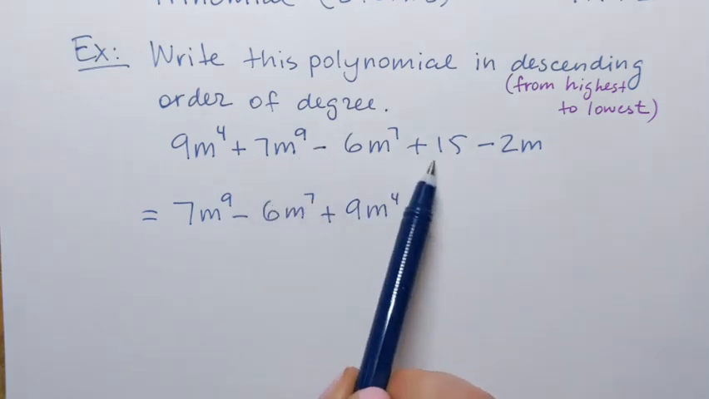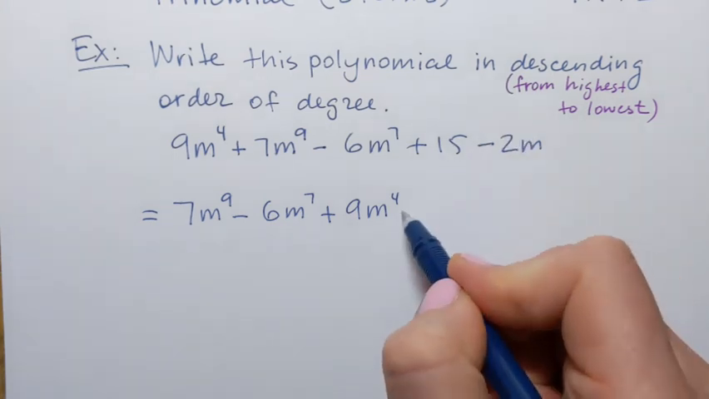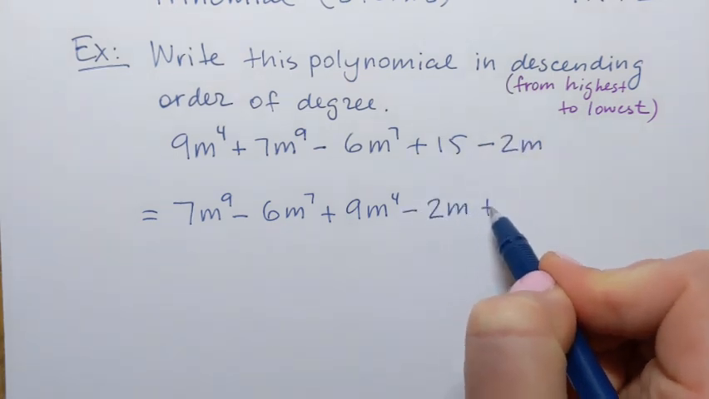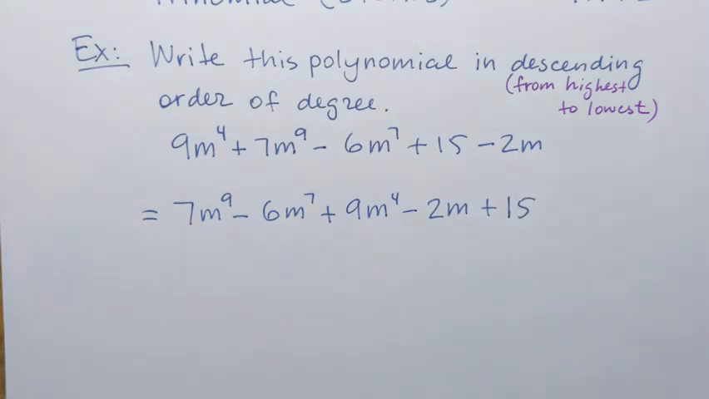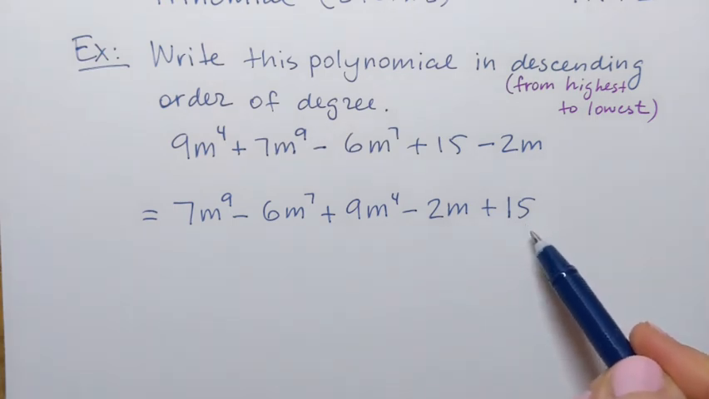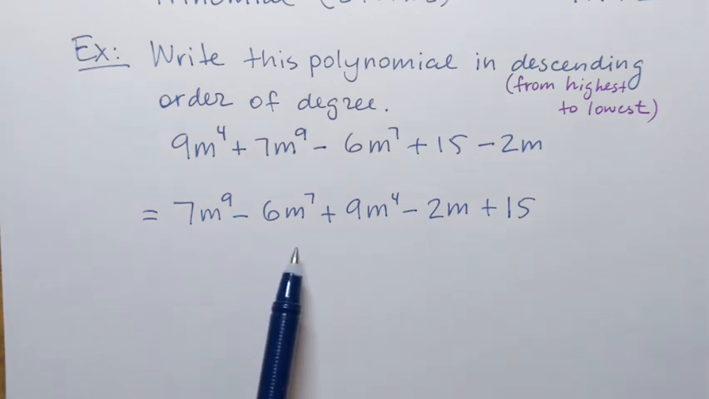Then I'll continue with what's the next? I think it's minus 2m, degree 1, plus the constant. So constant or just a number, standalone number, will be always at the end. So if the homework question, for example, is asking you to write your answer in descending order of degrees, then that's what you need to do.